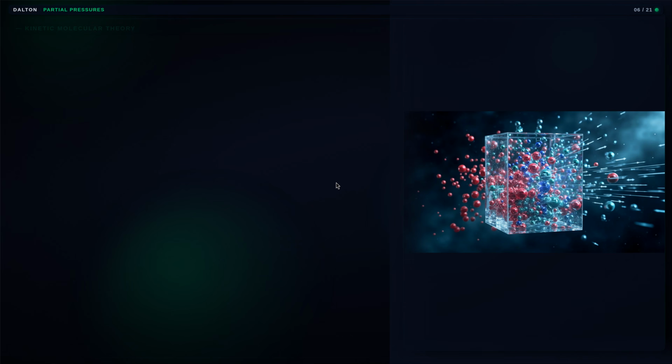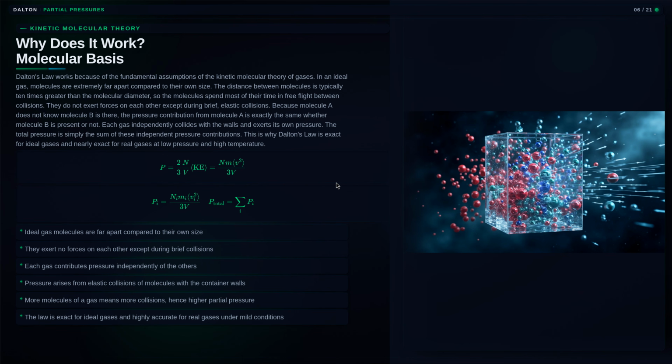Why does Dalton's law work so well? The answer lies in the fundamental assumptions of the kinetic molecular theory of gases. In an ideal gas, molecules are extremely far apart compared to their own size. The distance between molecules is typically 10 times greater than the molecular diameter, so molecules spend most of their time in free flight between collisions.